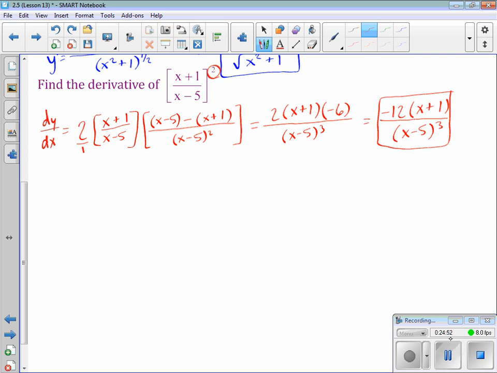Did you see what went wrong? I just left it because it's 2 times this times negative 6, so I just multiplied the 2 and negative 6 together. Oh, could you multiply the negative 12 through? Sure, you could. You're right.